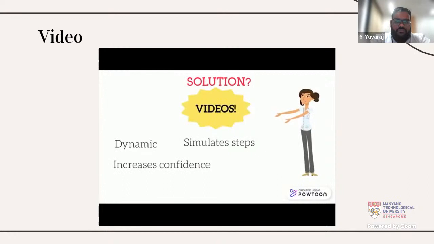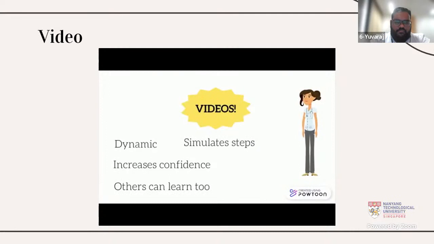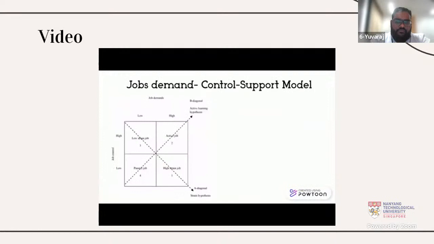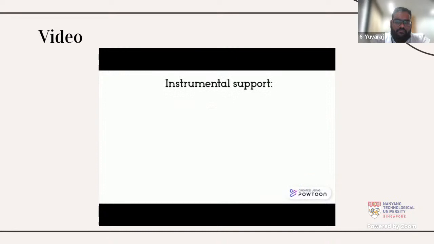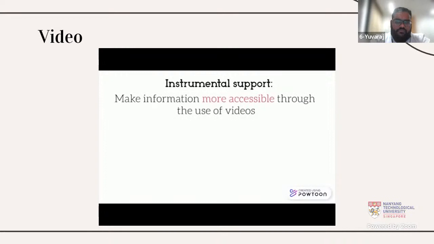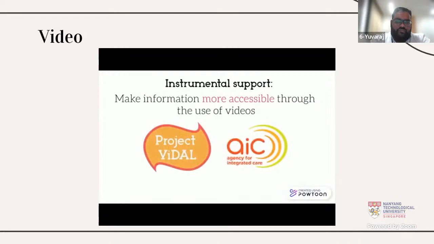It also decreases the burden on primary caregiver as other people in the family can also watch the videos and help out. According to the job demands control support model, when demands are high but the worker has low control, stress occurs. Caregivers might have low control due to insufficient skills or forgetting the skills needed to take care of the elderly, but the demands are high in taking care of the elderly. Instrumental support can be provided by making information about caregiving more accessible to caregivers in the form of instructional videos. Through collaborating with AIC and publishing the how-to videos on your YouTube page, such videos can reach our target audience, caregivers. We will now show a small skit on how these videos can be helpful.